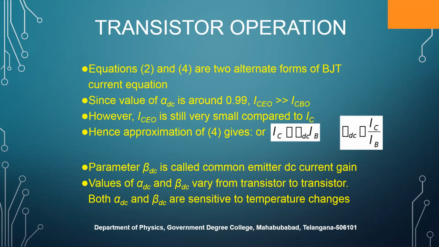So the values of alpha DC and beta DC vary from transistor to transistor. That is a common thing. Both alpha DC and beta DC are very sensitive to temperature changes.